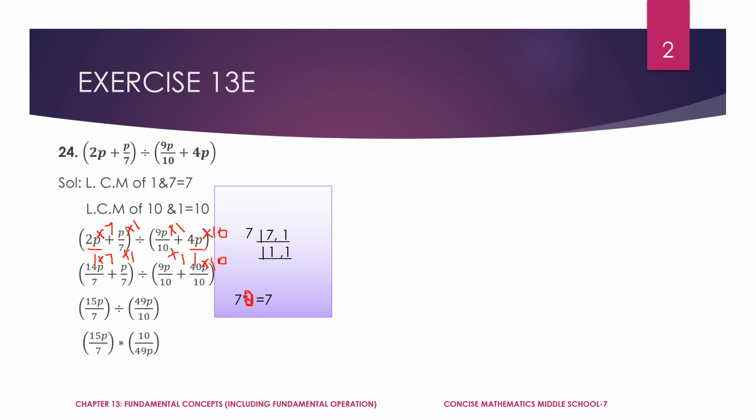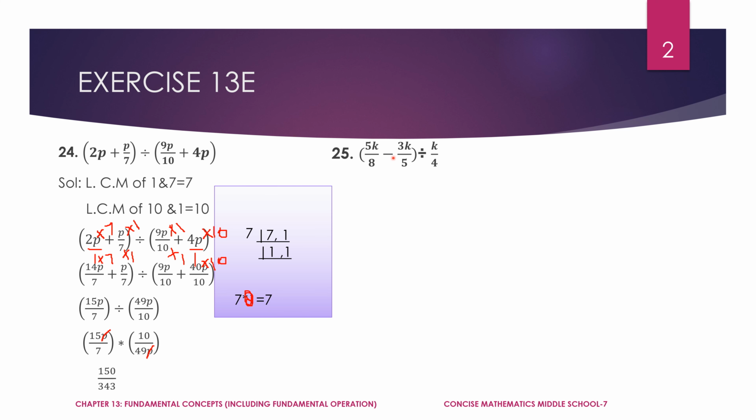Now, are there any numbers that we can cancel? Only p and p get cancelled. No other terms are cancelled. So 15 into 10 will be 150. 7 into 49 will be 343. Let's move on to the next problem.